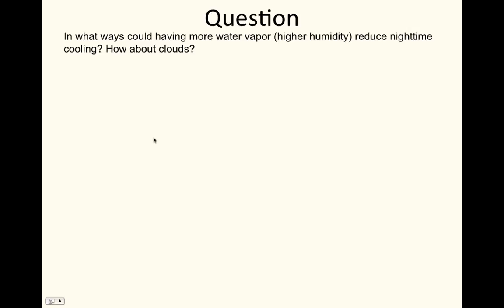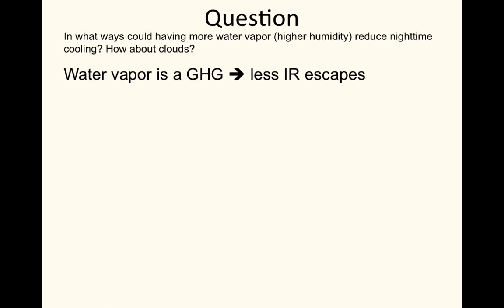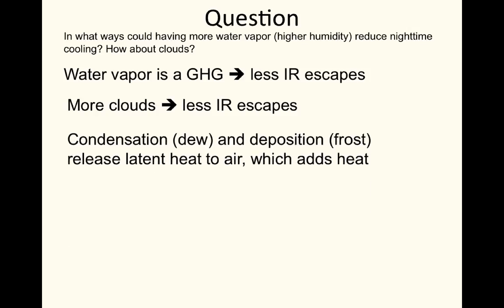In what ways could having more water vapor, in other words higher humidity, reduce nighttime cooling? What about the effects of clouds? Well, the first thing to consider is water vapor is a strong greenhouse gas. It helps trap radiation near the surface, so more water vapor, less IR escapes, and less cooling overnight. You might expect more clouds with more water vapor. Clouds turn out to be even more effective at trapping IR radiation near the surface, so again, less IR can escape, less cooling overnight.